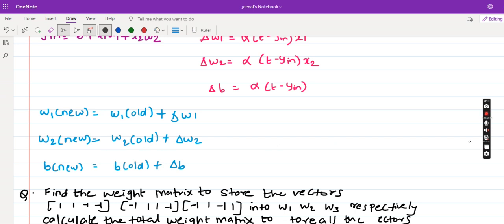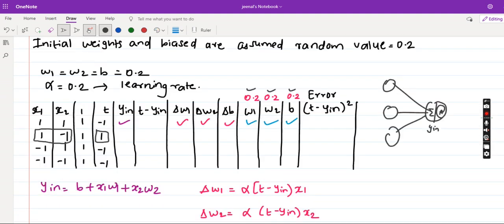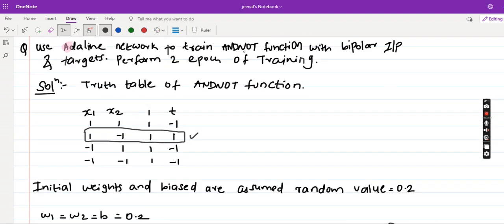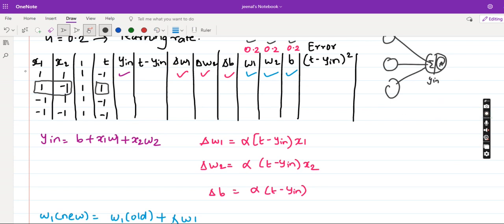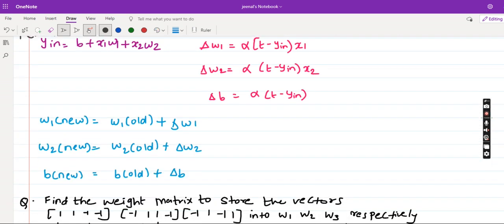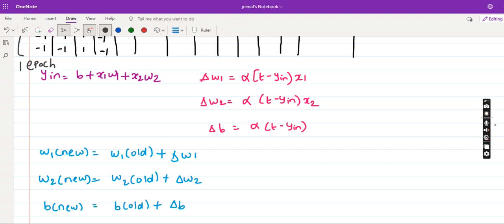Till where you will carry out this training, the question clearly mentions you have to perform this up to 2 epochs. So this is my first epoch, when we have all the 4 input combinations. This makes 1 epoch, and one more epoch of 4 input values, and I will complete the numerical. My aim here is to reduce the error as much as possible so that the network makes fewer mistakes and learns more. So this completes this numerical. Thank you for watching.